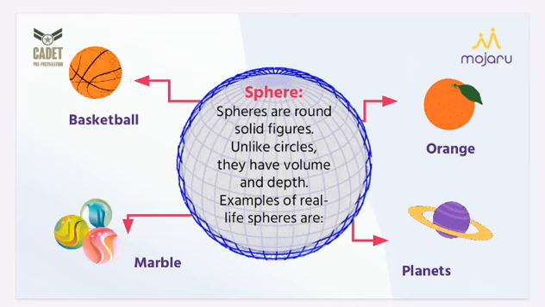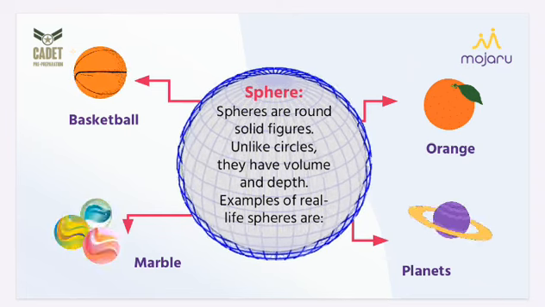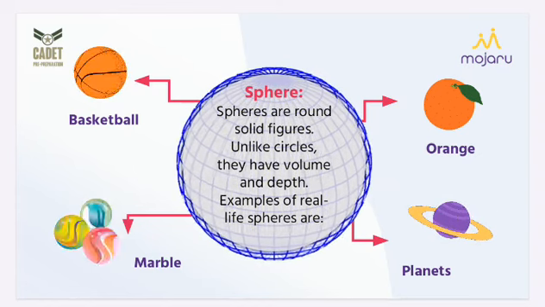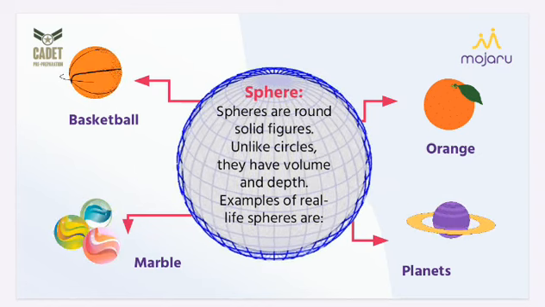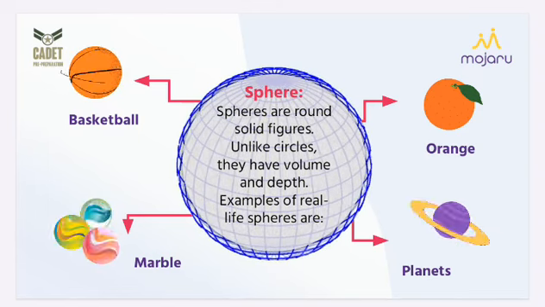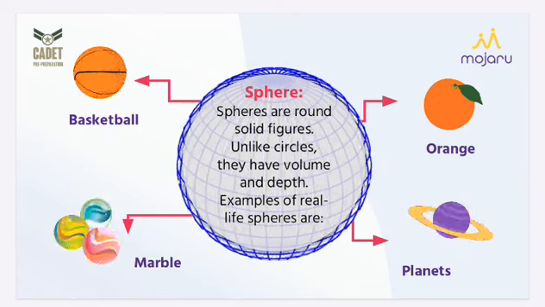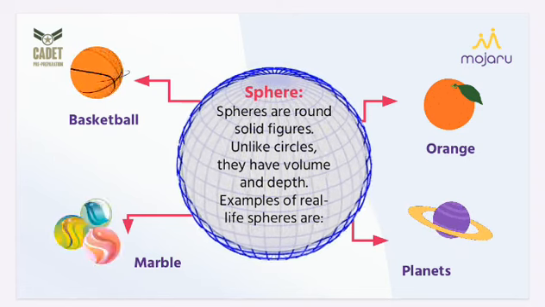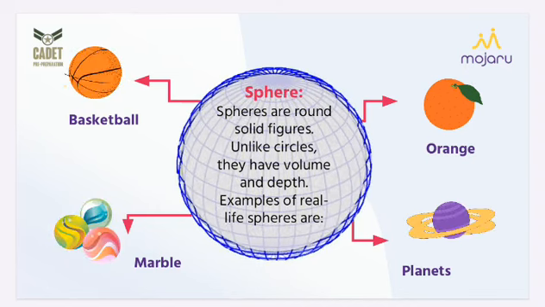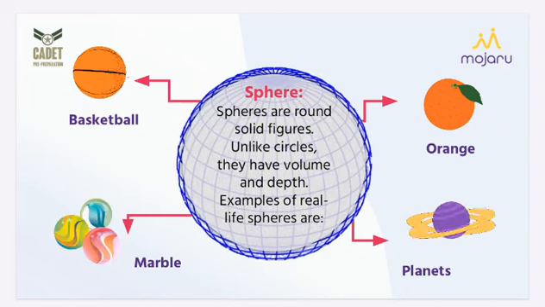Earlier we learned about the circular shape, now we learn about the sphere. The sphere is just a circle but it has volume. Spheres are solid figures, unlike circles, and they also have depth. Some examples are various types of sports balls, especially basketballs, marbles, planets, and oranges. All are examples of spheres because they are circular in shape, but they have volume and depth. So we should call them sphere shapes.